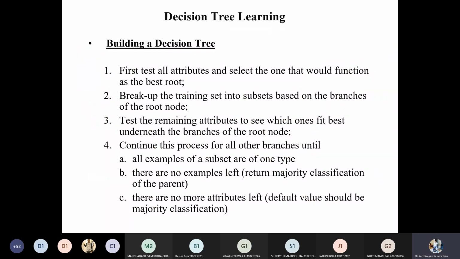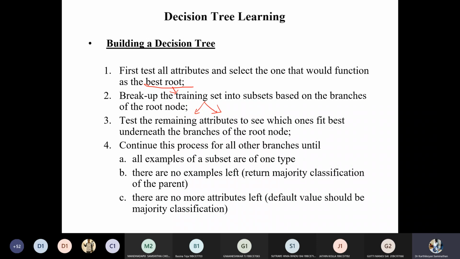Now, how do you build the decision tree? As we know how to draw it, we start from the root and need to end up with the leaf nodes. That is given in the steps. First, you test all the attributes and select the one that would function as the best root. That is the first step, fixing the best root. The second step is to break up the training set into subsets based on the branches of the root. So based on this root, divide this into 2. Then test the remaining attributes to see which one fits best underneath the branches of the root.